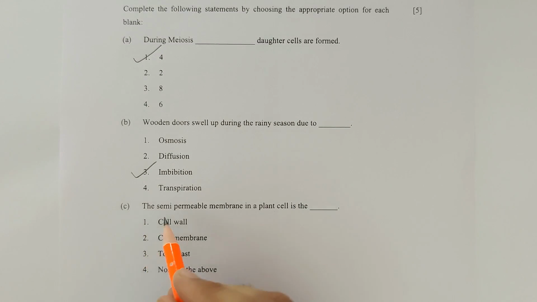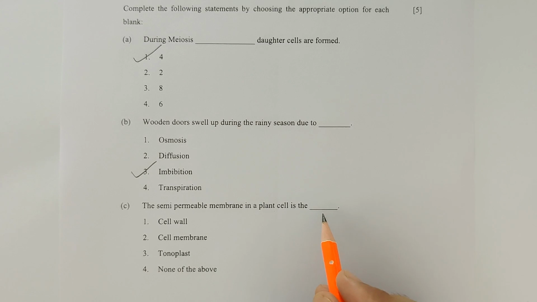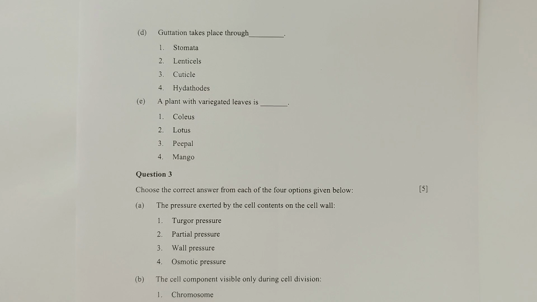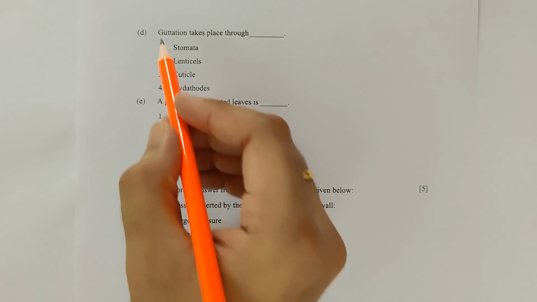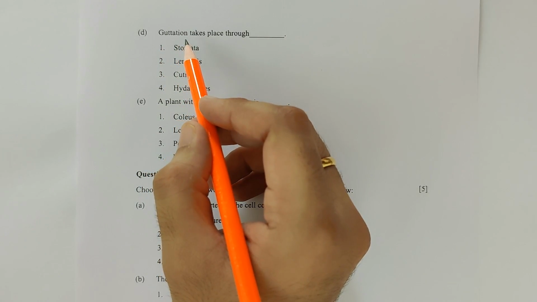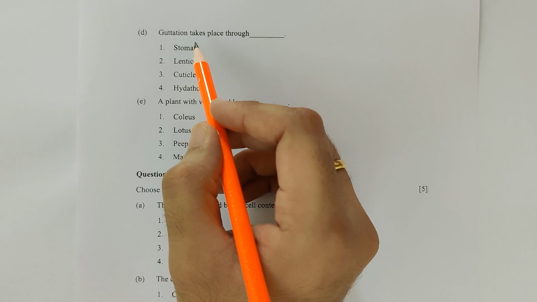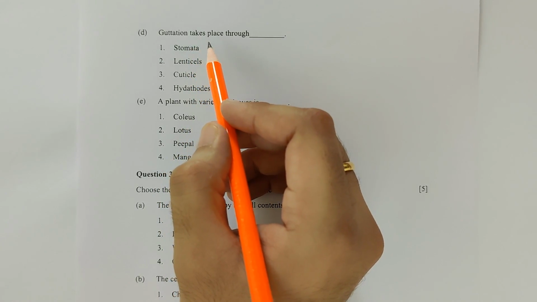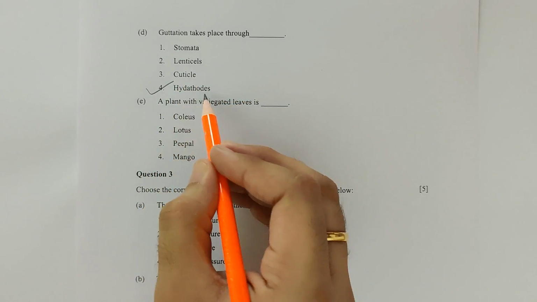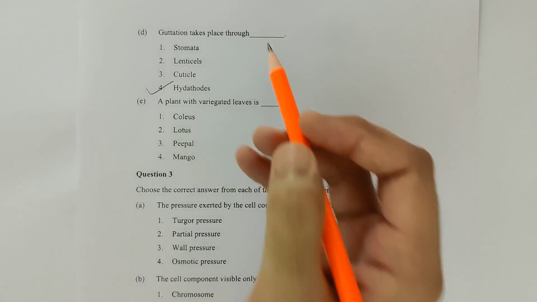Moving on to part C. The semi-permeable membrane in a plant cell is the cell membrane. Hence, option 2, cell membrane is correct. So guys, till now we have direct straightforward questions. Let's check out the next questions. Moving on to subpart D, we have guttation takes place through. Now guys, guttation is the process by which plants lose water droplets from the margins of their leaves. And along the margin of the leaves, hydathodes are present. And from these hydathodes only, guttation takes place.